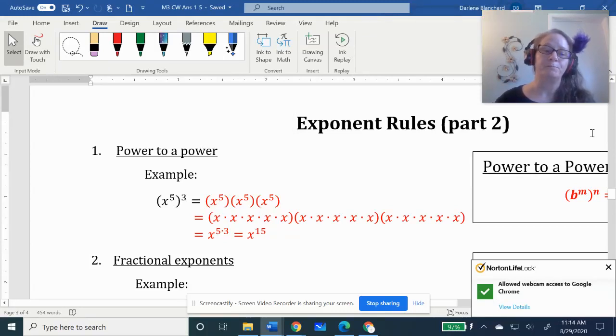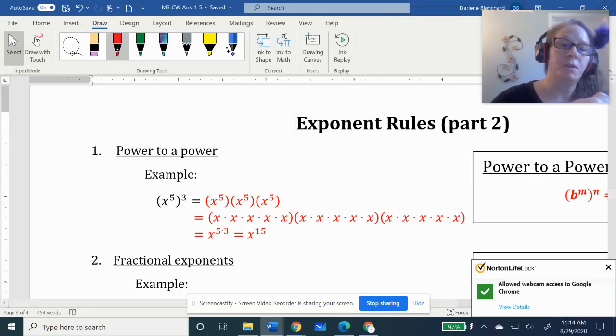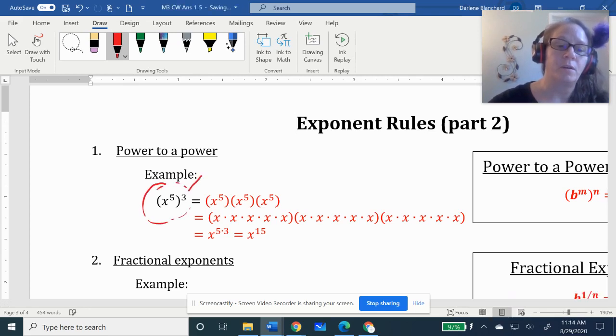Exponent rules part 2. When you have a power to a power, the exponent 3 here is telling you that you will multiply x to the 5th 3 times. Then each of these x to the 5ths is x multiplied 5 times. When you say power to a power, you're really saying I have 3 sets of 5 x's that are multiplying. So that helps you to see that power to a power is a situation where you multiply the exponents.